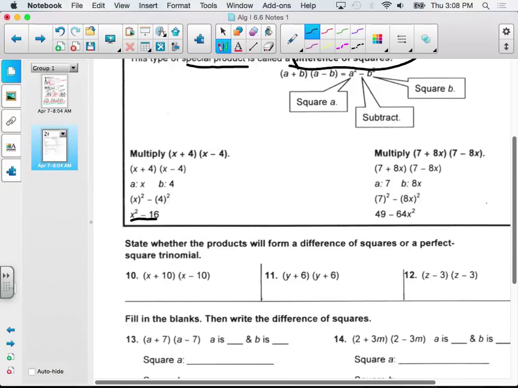And over here, 7 plus 8x times 7 minus 8x. What's a? What's b? So is this going to give us a difference of squares? It's the same first term, it's the same second term, and all that's different is one's addition, one's subtraction. So we square our first term, 7 squared is 49, square our second term, 8x, 8x times 8x becomes what? 64x squared.